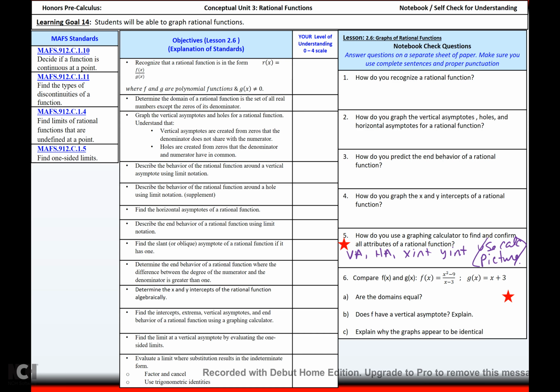Okay, so 6 says compare these two and see if their domains are equal, if they have a vertical asymptote, and why they appear to be identical. I'm not going to do it for you because I want you to think through it, but I'll give you a hint. It has something to do with factoring that and canceling out, and it turns into a hole instead of an asymptote. You figure that out.